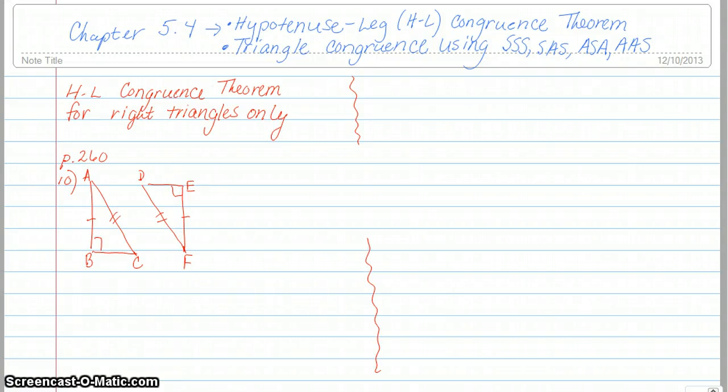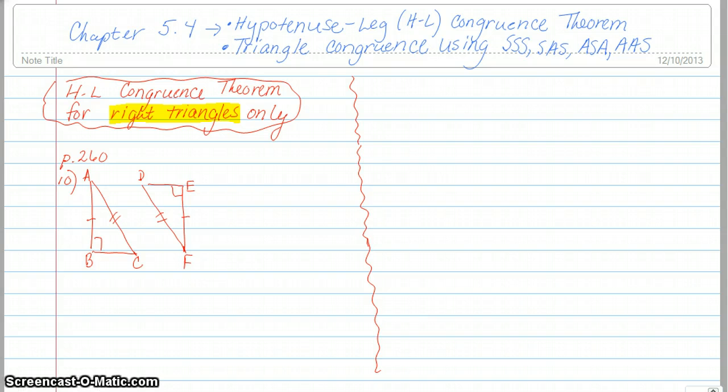Okay, we're doing chapter 5.4, hypotenuse leg congruence theorem, but we'll also be looking at triangle congruence using side, side, side, side, angle, and angle, angle, side, which can be found in your foldable notes. The HL congruence theorem is only for right triangles, because you'll be talking about hypotenuse and legs.